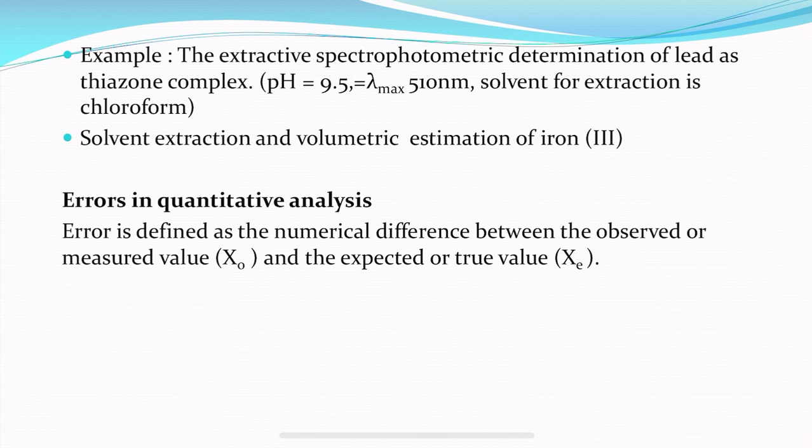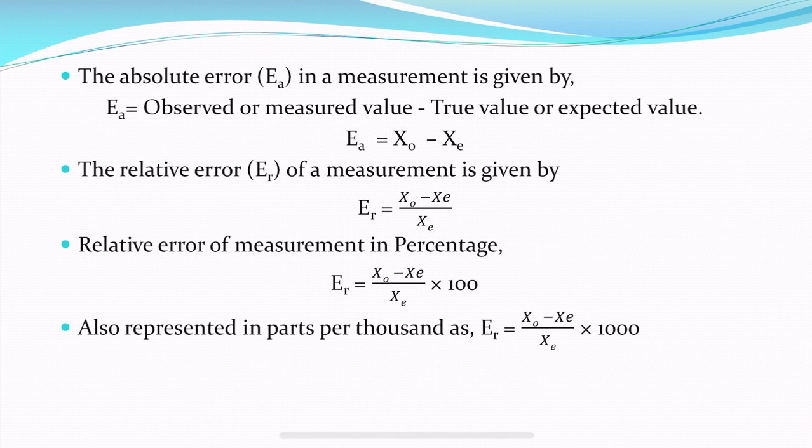So, error is defined as the numerical difference between what I have observed or measured and the expected or true value. This is what is called the error. The absolute error, represented as EA, in a measurement is given by the observed or measured value minus the true or expected value, that is EA equals x naught minus XE, where x naught is the observed value and XE is the expected value. This is how we calculate the absolute error.